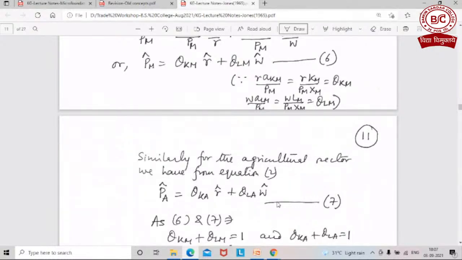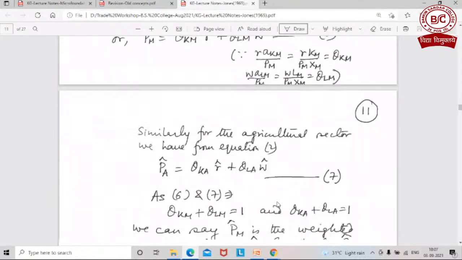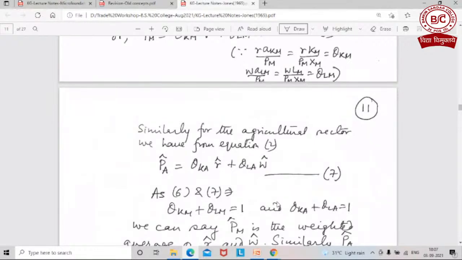Why? Due to a change in PM and PA. If we assume increase in PM is more than the increase in PA, of course we should focus more on the increase in rate of return on capital than the increase in the wage rate. Is it okay?